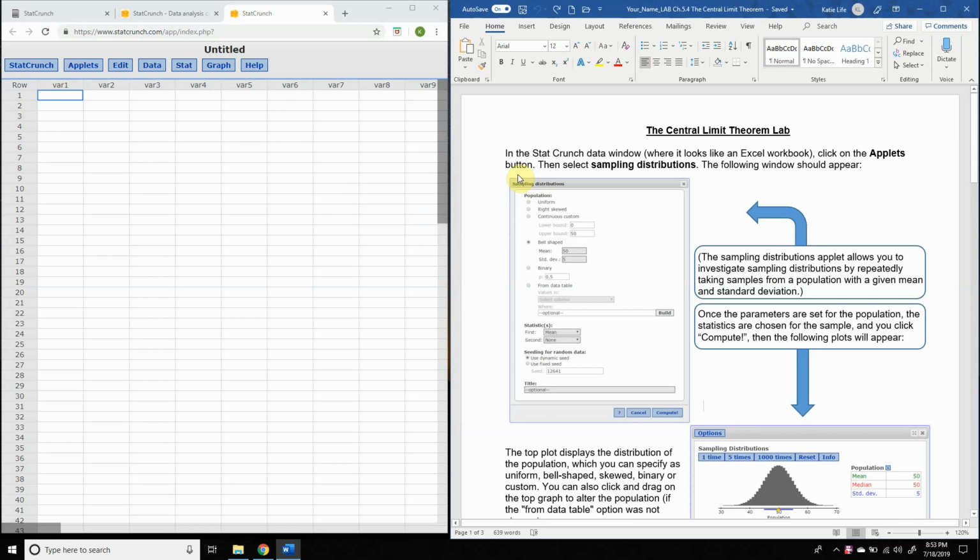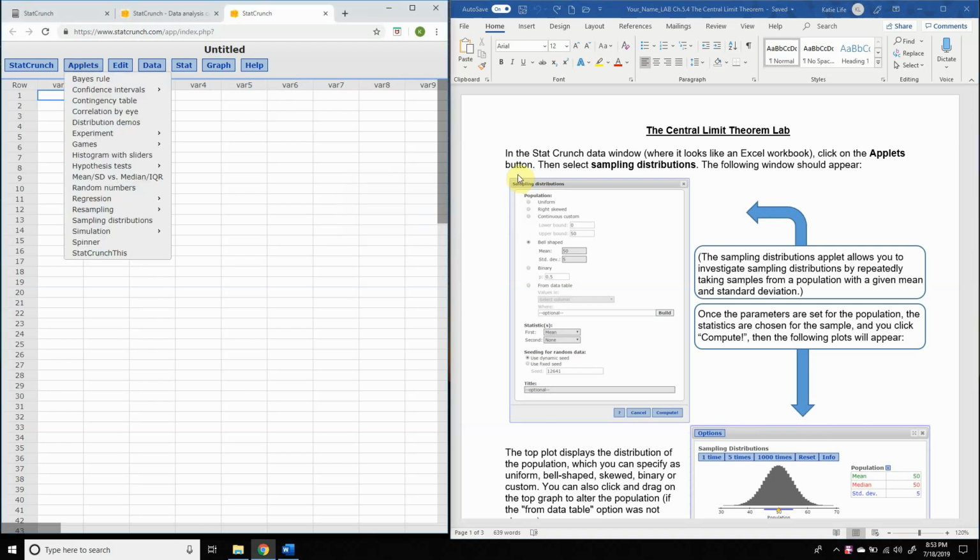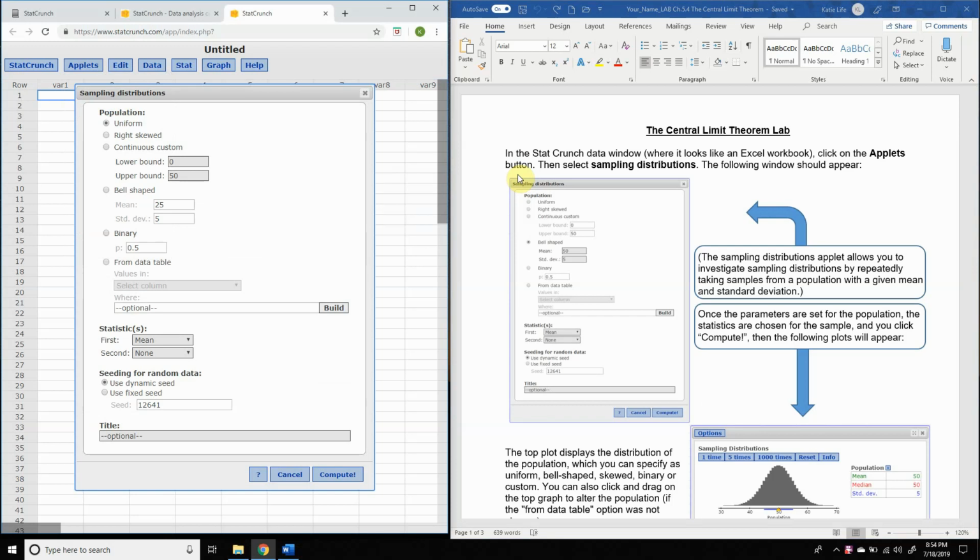Hi everyone, welcome to the Central Limit Theorem lab tutorial. We're going to start by opening StatCrunch and clicking on the applets button, and we want to click sampling distributions.